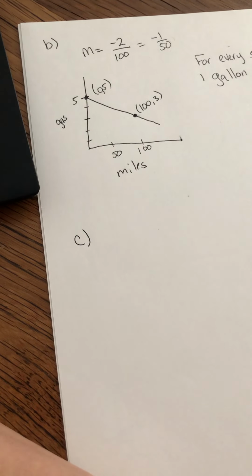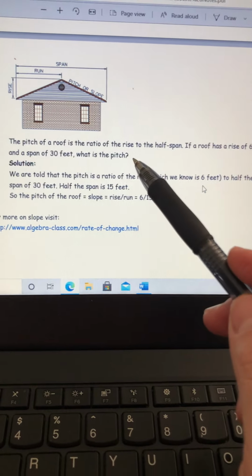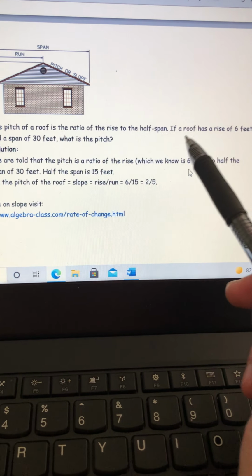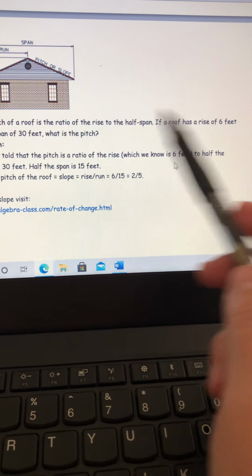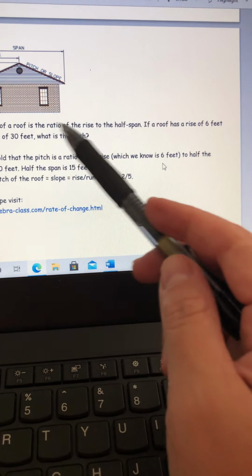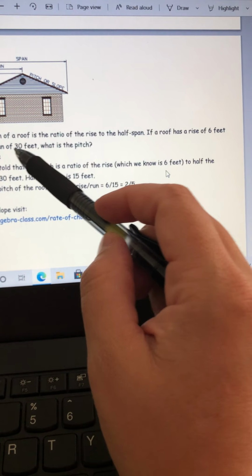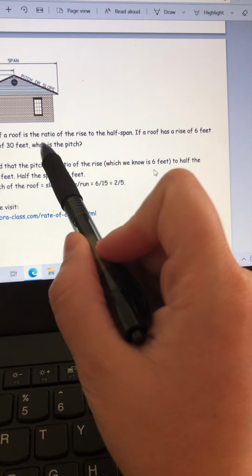Okay, so for the last one, finally, we have the pitch of a roof. Here, let me show you this again. The pitch of a roof is the ratio of the rise to the half span. If a roof has a rise of 6 feet and a span of 30 feet, what is the pitch? And a half span would be half of the span, right? So if your span is 30 feet, half span would be 15 feet. So we want to know what's the pitch.